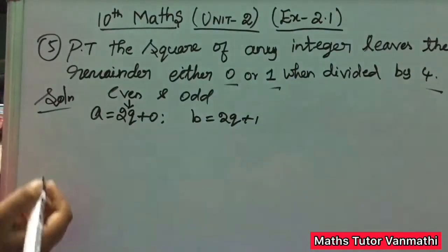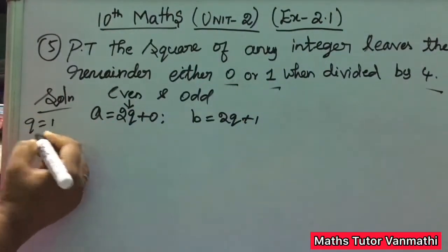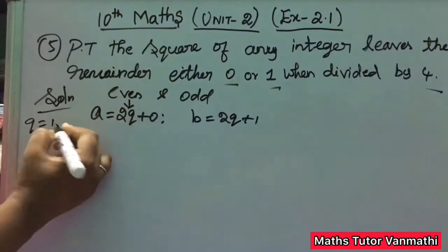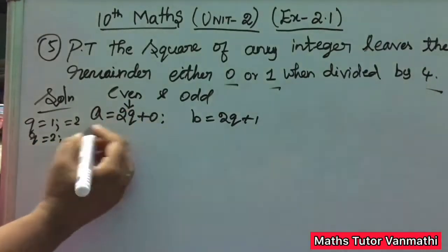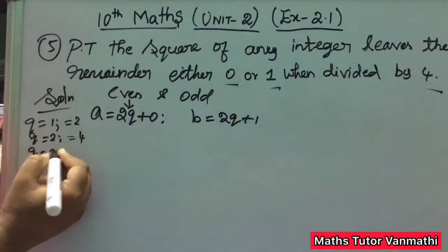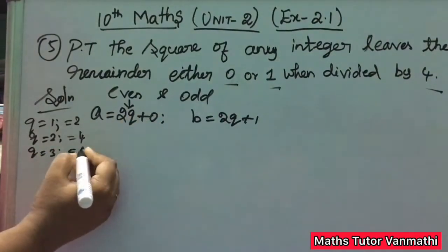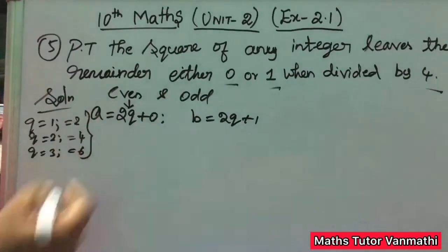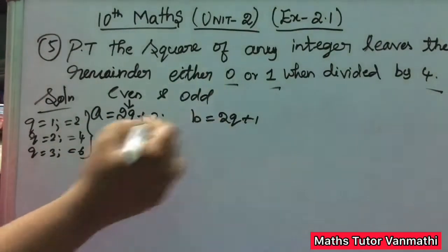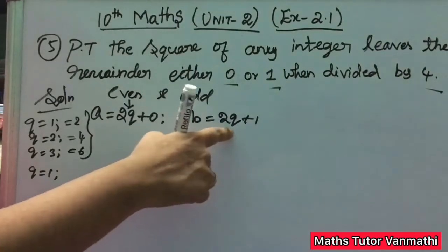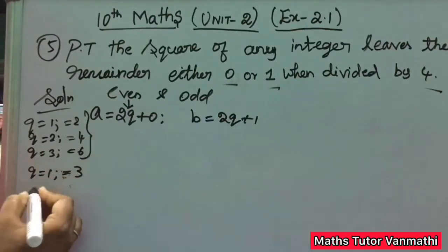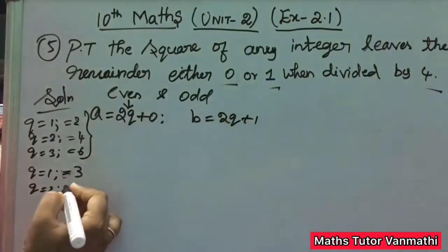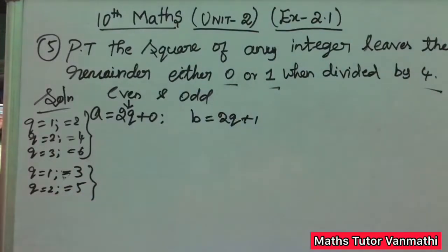How we are taking means, if you give the value q is equal to 1, what will you get? 2 ones are 2, 2 plus 0, you will get the answer 2. When q is equal to 2, you get 2 twos are 4, 4 plus 0, 4. q is equal to 3, 2 threes are 6, 6 plus 0, 6. So these are your even numbers. And similarly here, when you give q is equal to 1, you get 2 into 1 plus 1, 3. Next, q is equal to 2, you get 2 twos are 4 plus 1, 5. Obviously, these are the odd numbers. By using the given question, we are taking even and odd.